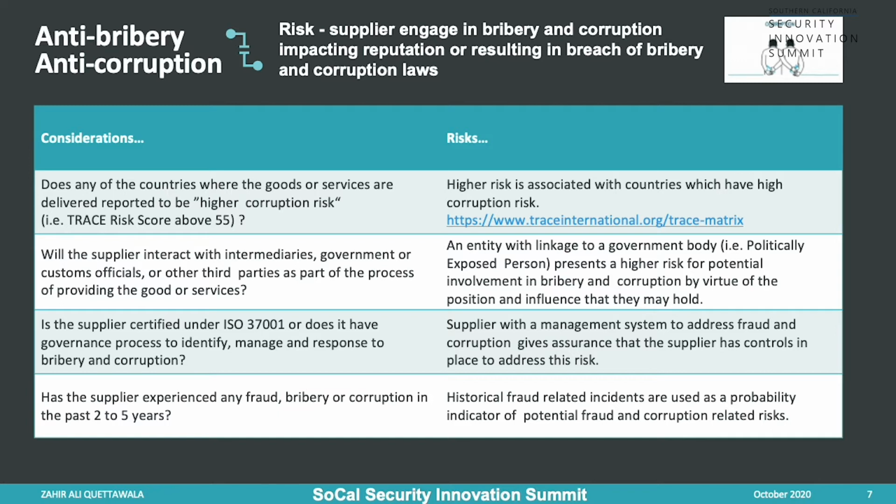So, has the supplier experienced any fraud, bribery, or corruption in the past 2 to 5 years? I always say that in this scenario, the reason I put 5 years is that 2 years might be a little bit shorter to identify such cases, because if there's something, you may not find out in 2 years. But again, we need to keep our eyes open on the media and everything, and if there is anything like that, then we need to reconsider our contractual obligations with the supplier.